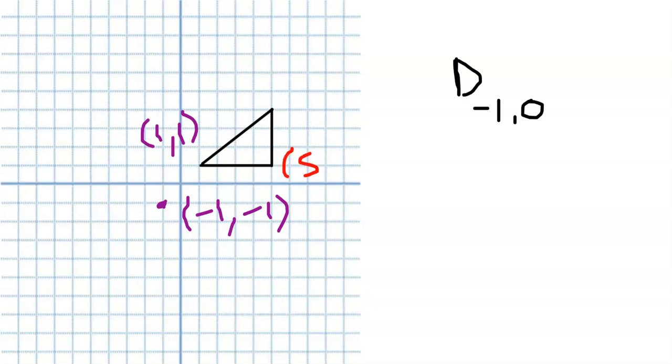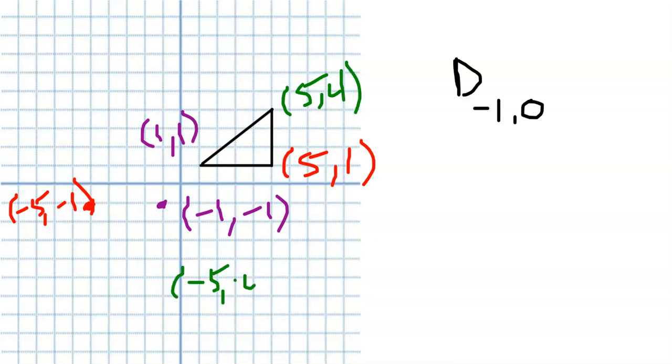Original coordinate is 5, 1. New coordinate is -5, -1, which is right there as it turns out. And then original coordinate 5, 4. New coordinate -5, -4. That's -5, -5. So it should be that one there.